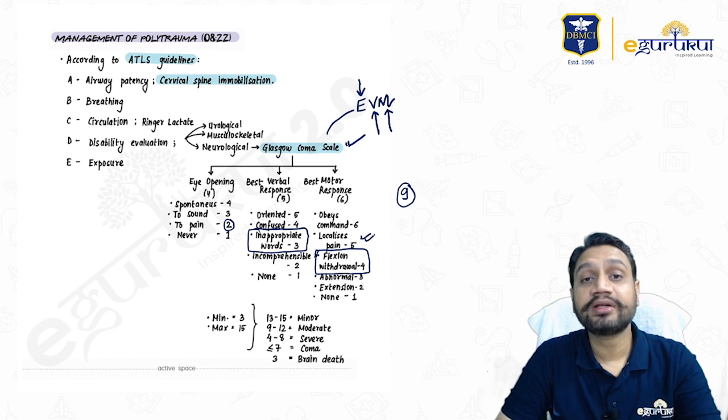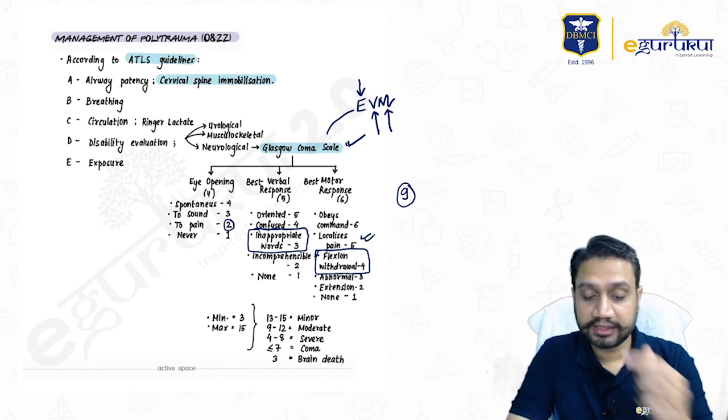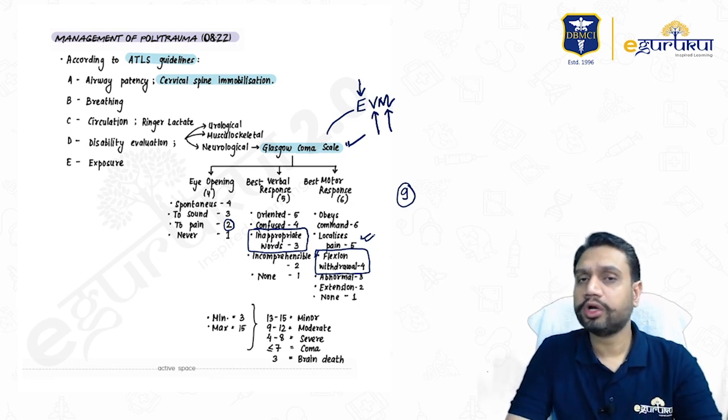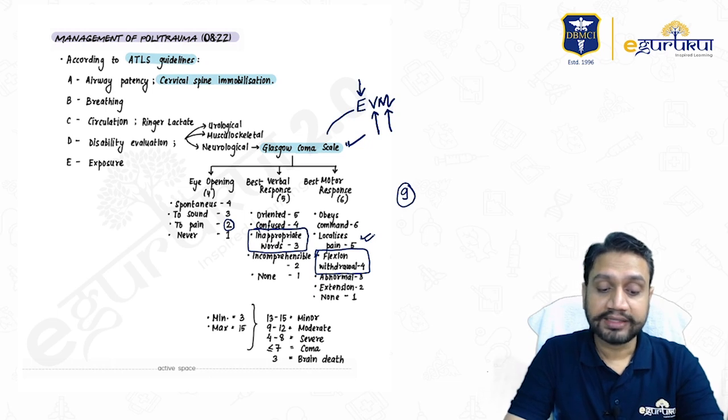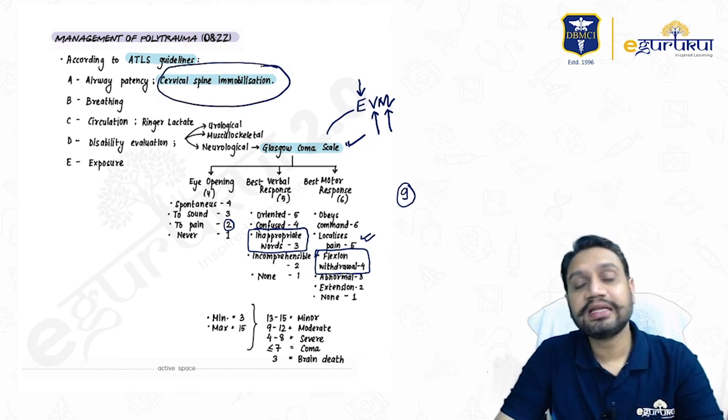So then it would have been a score of 10, right? Another important thing, other than Glasgow Coma Scale, you should also remember from this particular topic for all your other exams as well, is that they can ask you questions in relation to the cervical spine. This is basically the management of polytrauma, where we discuss the GCS.